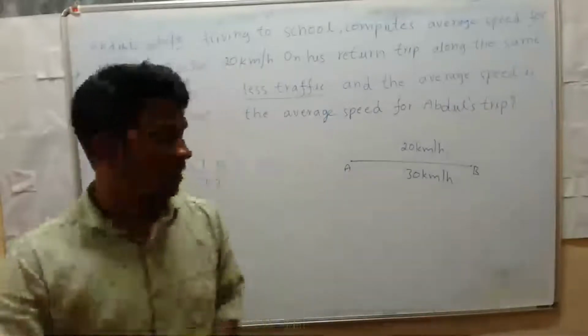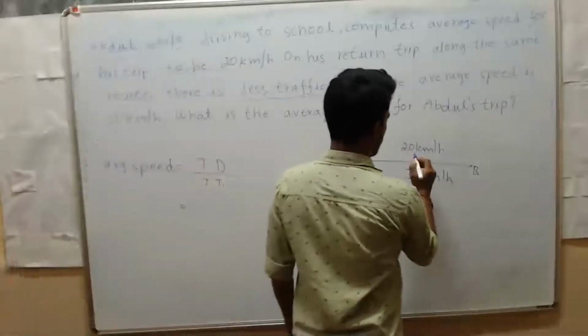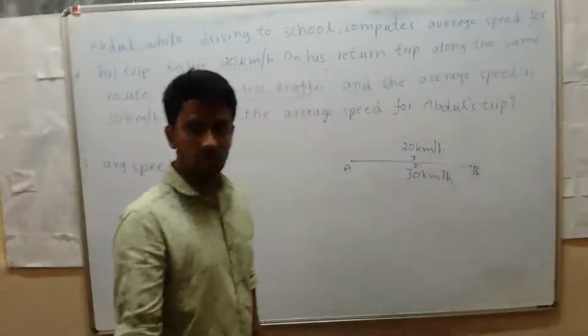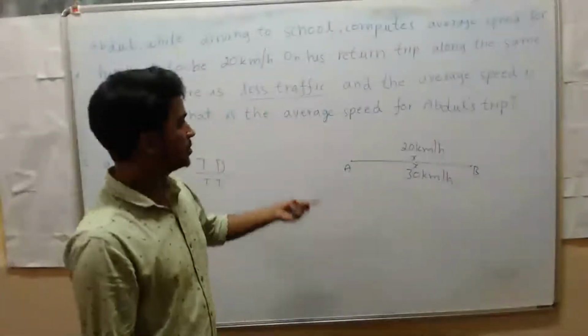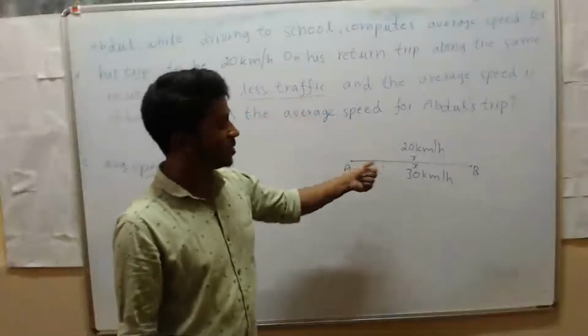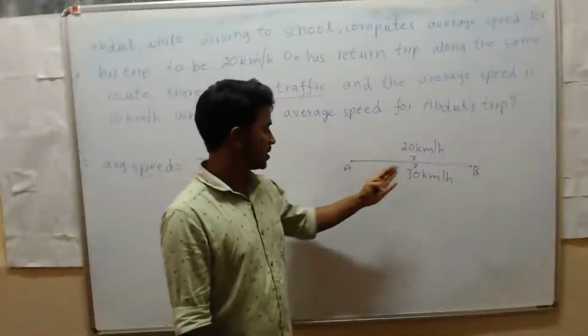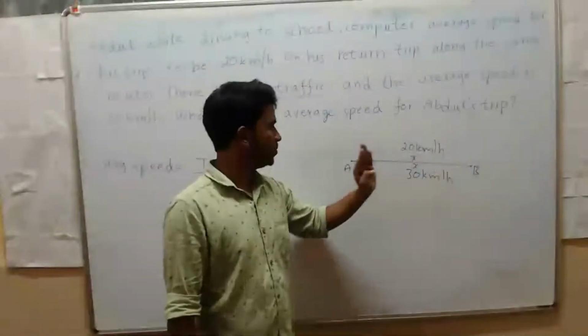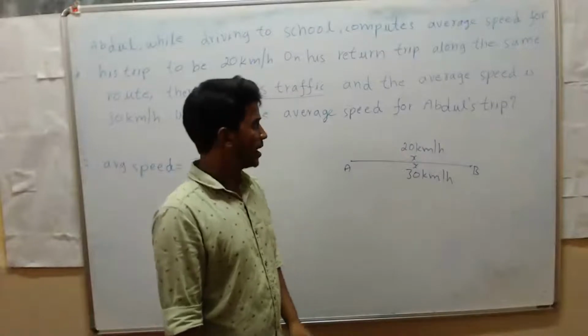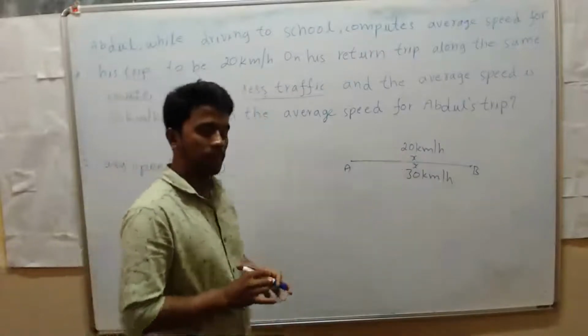So now here the distance from A to B is X, then B to A is also X. Why? Because it is the same distance. Because he returned along the same route. So that's why the distance from A to B to A is also equal to X. Okay. Next, what about the time?